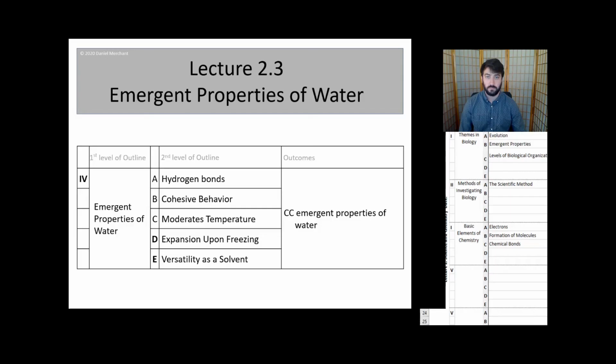Next lecture, we're going to be discussing the emergent properties of water, including hydrogen bonds, cohesive behavior, how water moderates temperature, how it expands upon freezing, and how it functions as a solvent. Before we get to that content, though, let's quickly go through a lecture question, or at least look at the lecture question.